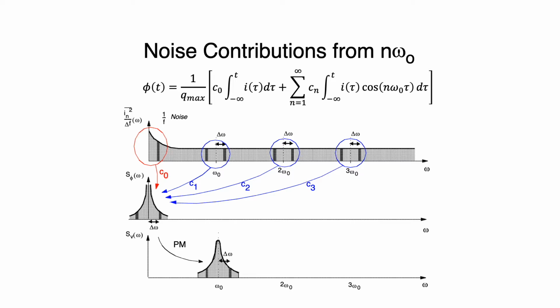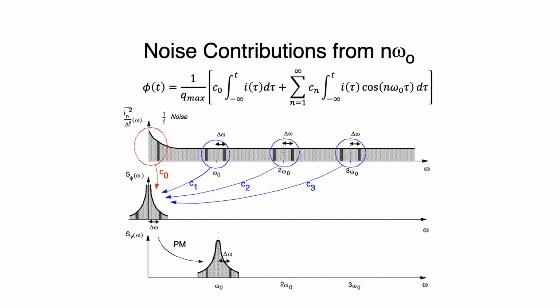This picture shows the same equation, but in a pictorial fashion. It shows that it's the noise in the vicinity of integer multiples of the frequency of oscillation, at offset delta omega from each one of these integer multiples, plus and minus, that would combine and get weighted by these coefficients, c0, c1, c2, c3, and so on, to produce the spectrum of the phase.